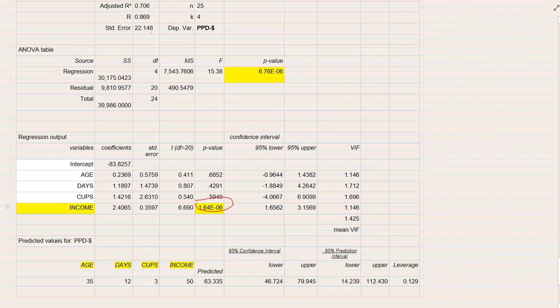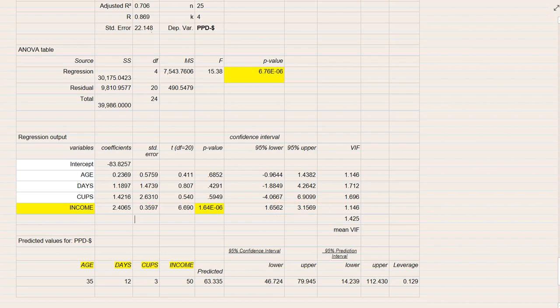Look at income. The income coefficient is 2.4. That means for each additional 1 unit increase in income, which is another, what, $1,000 per year, the person is on average going to purchase $2.40 more on the card. And that number could range anywhere from $1.65 to $3. Okay, that's what these standard errors look at, the standard error of individual variables.